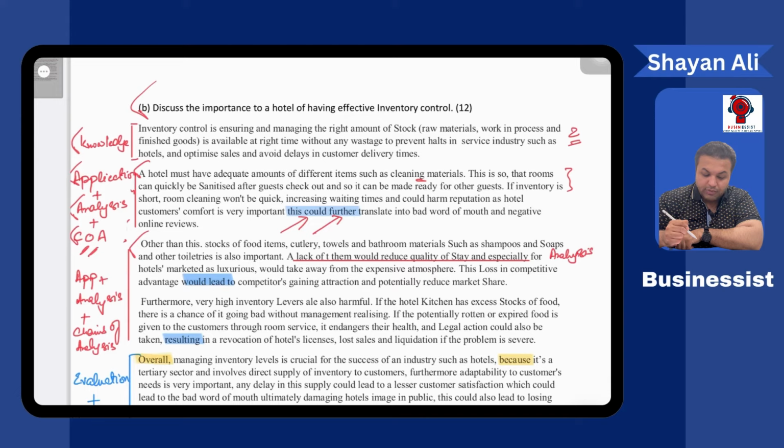This loss in comparative advantage would lead to the competitors gaining traction and potentially reduce the market share. This is again a further chain of analysis.